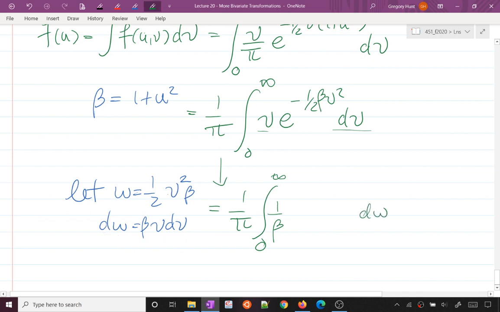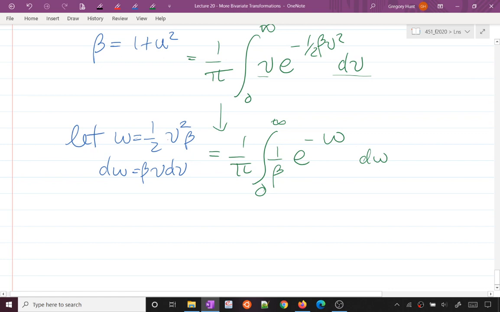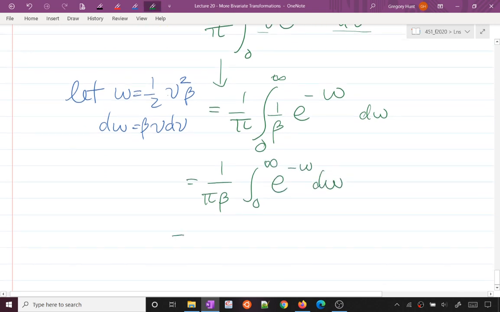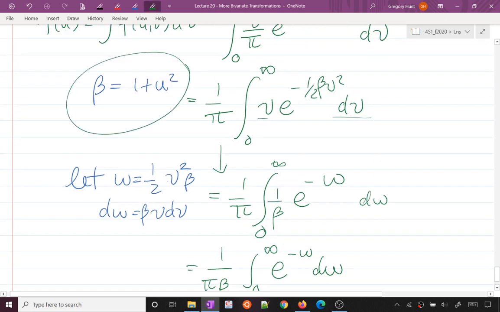And there should be a dw, right? So v dv is dw over beta, and then my integral here, it's just a u substitution problem, is 1/2, and then this thing was just w, right? That beta doesn't depend on w, so 1 over pi beta, integral 0 to infinity, e to the negative w dw. And you have to believe that that thing is going to give me 1, right? So all I'm left with is 1 over pi beta. But, of course, beta was 1 plus u, right?